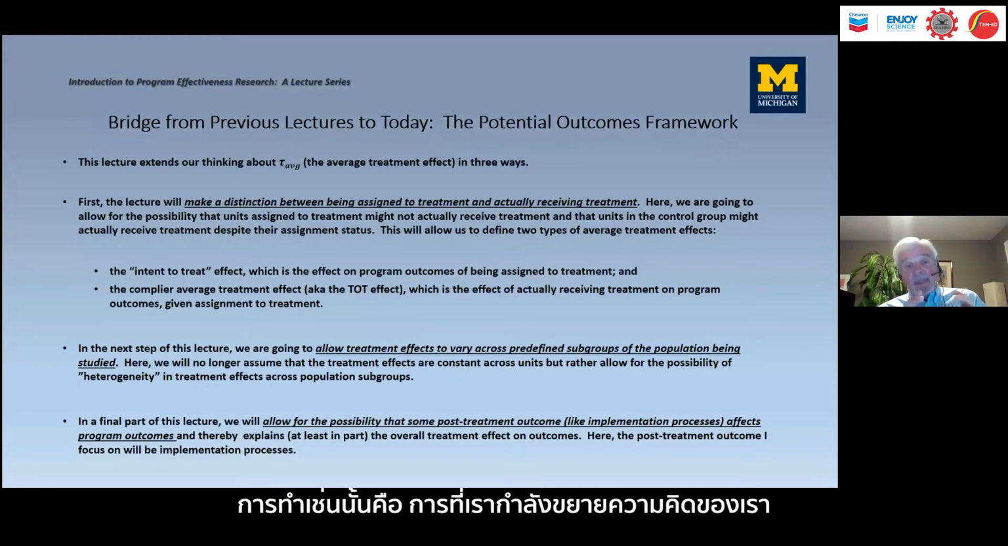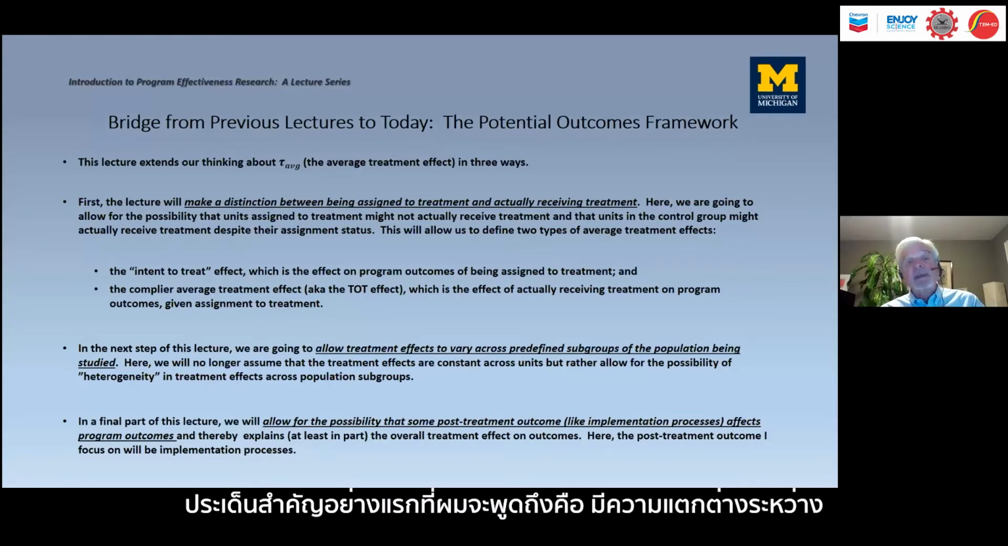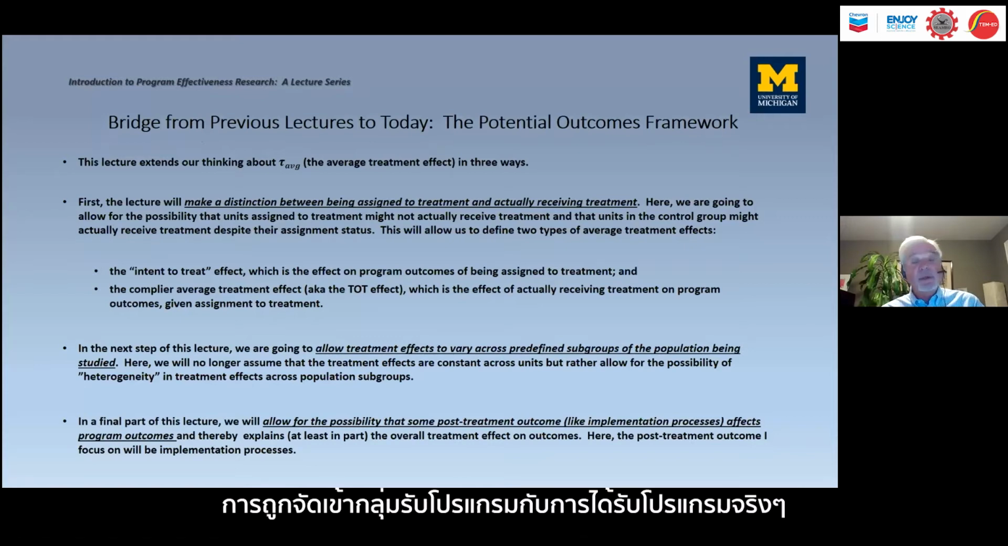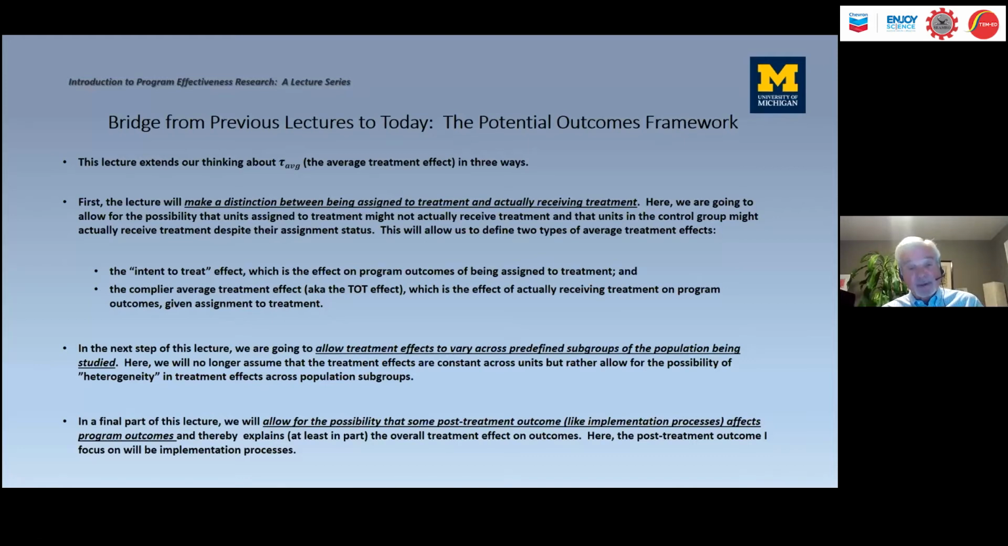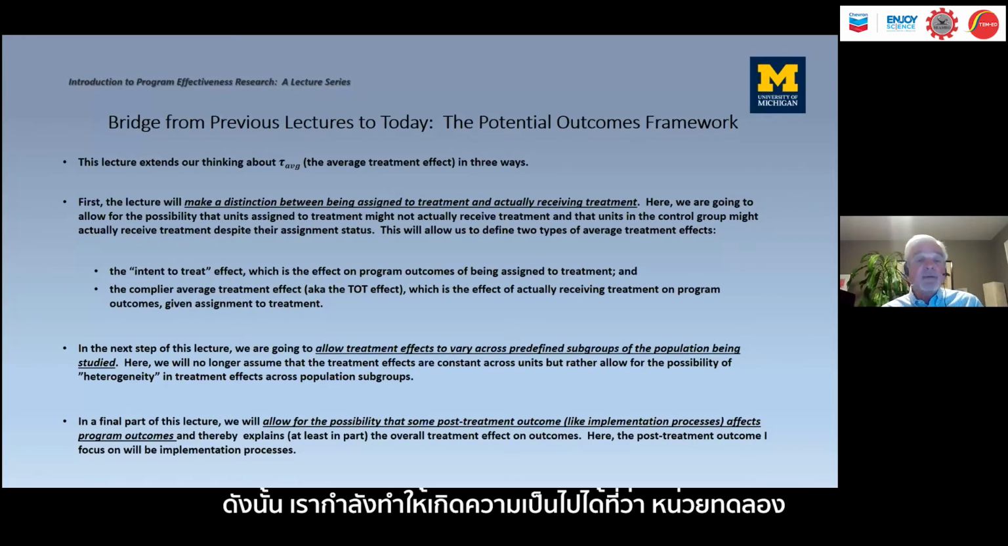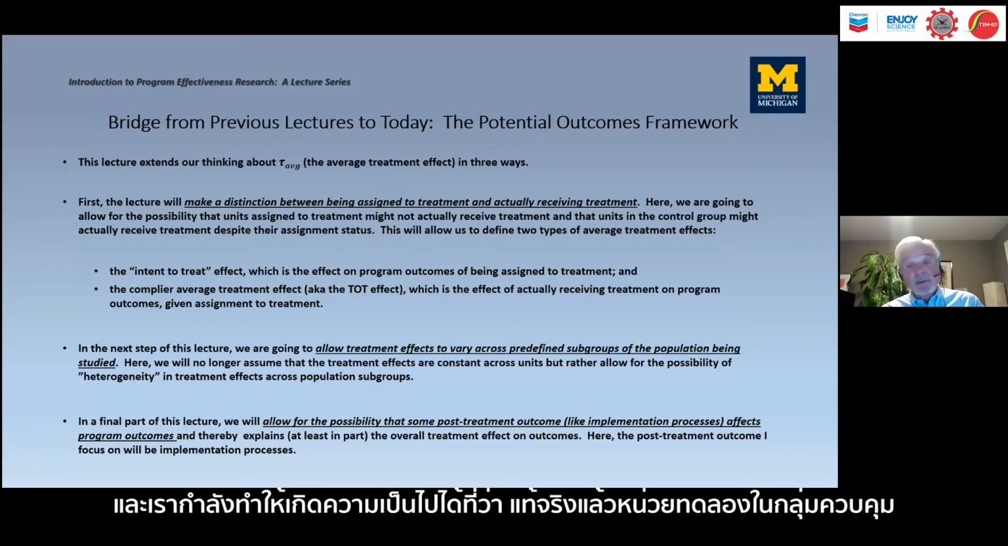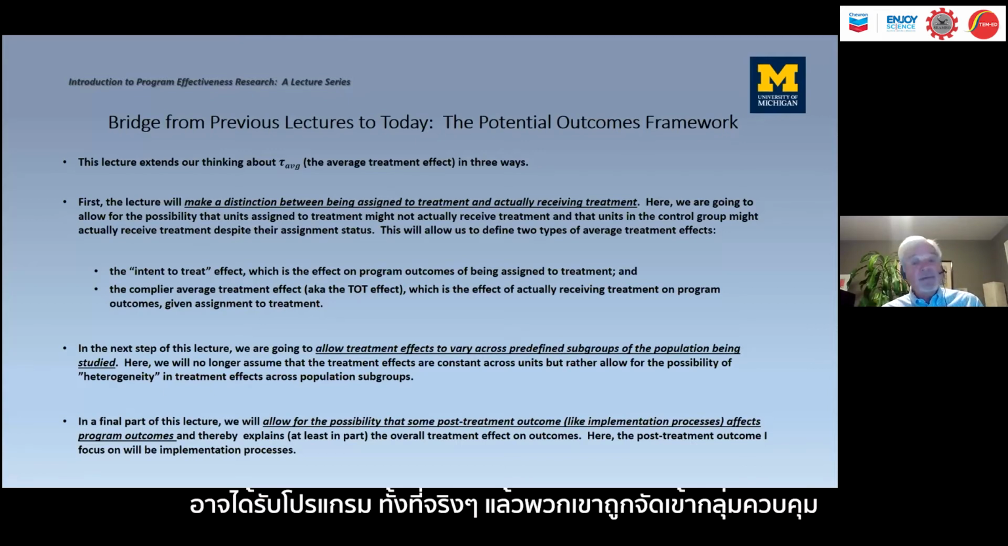So in doing so, we're going to extend our thinking about the average treatment effect in three ways. The first important point I'm going to make is that there is a distinction between being assigned to a treatment group and actually receiving treatment. So here we're going to allow for the possibility that units that get assigned to treatment might not actually receive treatment. And we're going to allow for the possibility that units in the control group might actually receive treatment despite the fact that they were assigned to the control group.